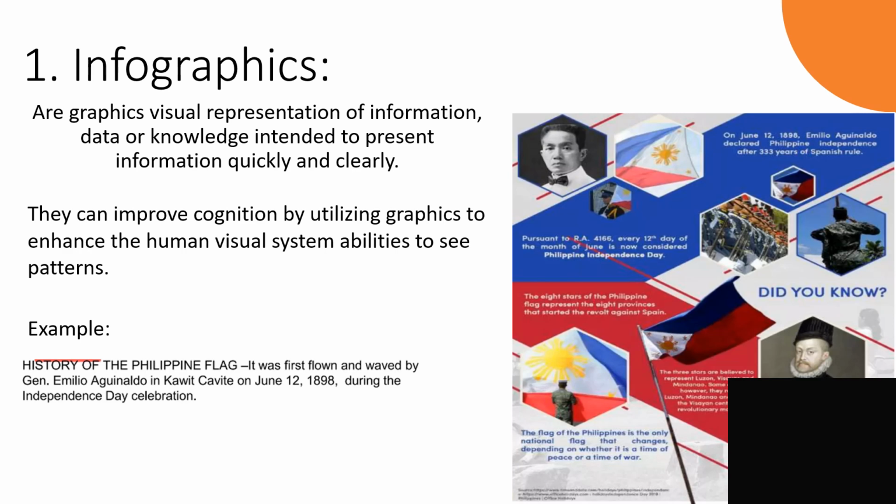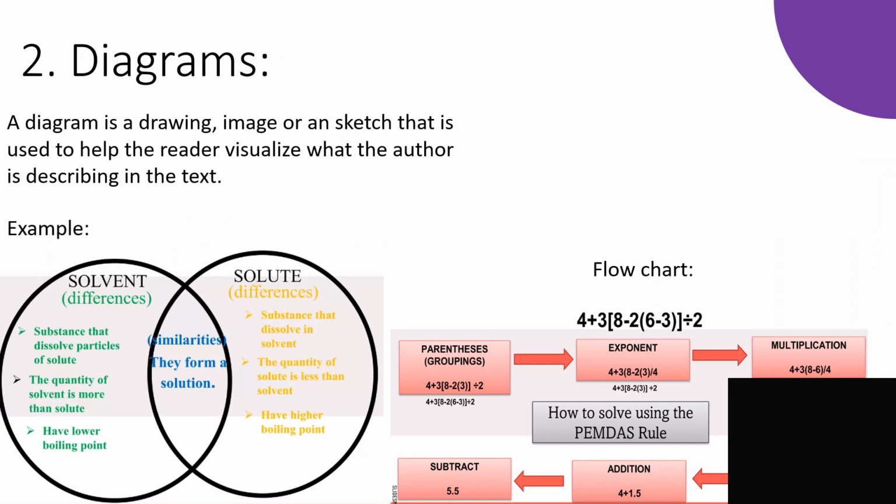And this image goes to the next thing, number 2, diagrams. A diagram is a drawing, image, or sketch that is used to help the reader visualize what the author is describing in the text. For example, this image shows the first circle, the solvent and its different properties, and the second circle, the solute and its different properties. And the middle, connected to the two circles, are the similarities they share to form a solution.